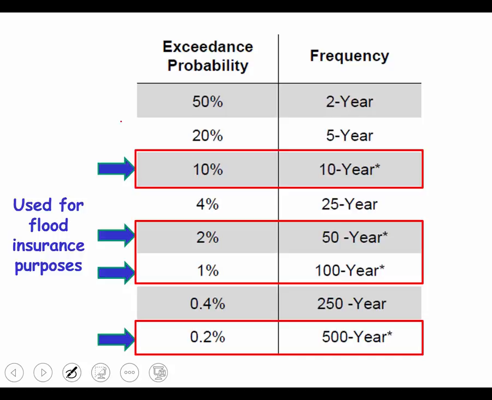Now, as it turns out, there are certain recurrence intervals, certain exceedance probabilities that are used for flood insurance purposes. And you will not find in more recent publications the map of the 100-year flood. You'll find the map of the 1% flood, and the 10% flood, and the 0.2% flood. And the reason, quite simply, is that people can understand the probabilistic nature of flooding better if it's expressed as a percent probability and not average interval between floods.